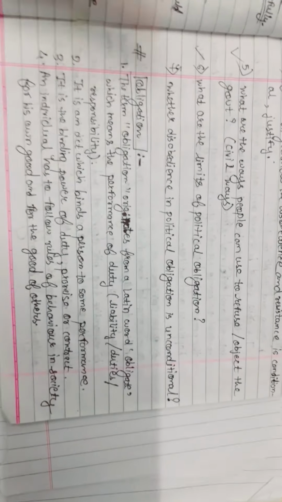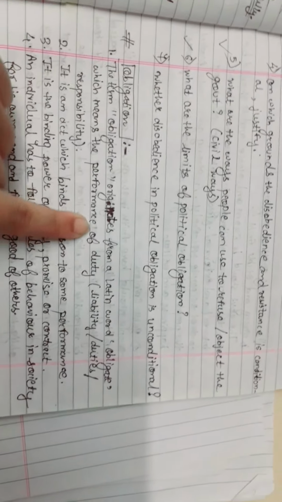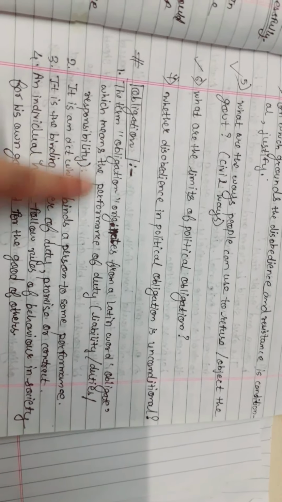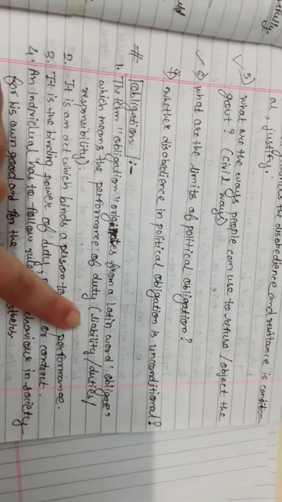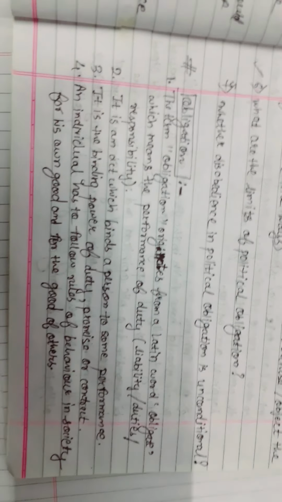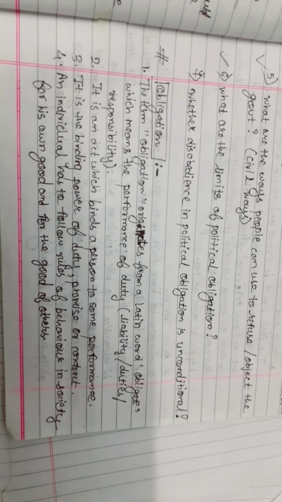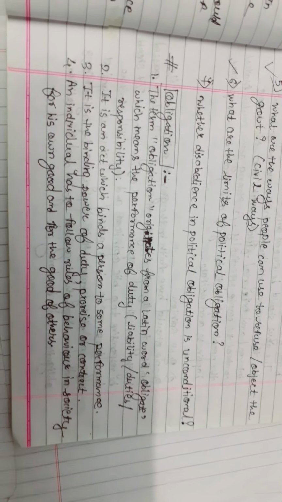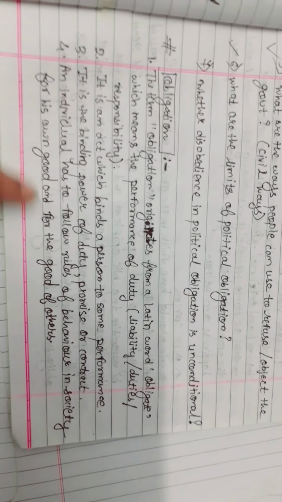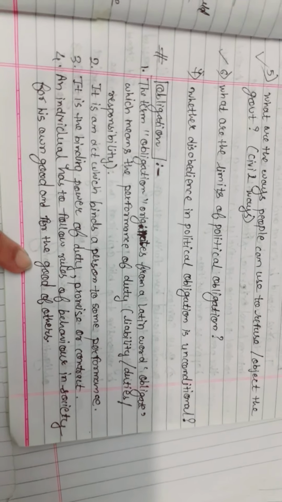Next is, what is obligation? The term obligation originates from a Latin word, obligare, which means the performance of a duty. Liability, duty, responsibility. It is an act which binds a person to some performance. It is the binding power of a duty, promise, or a contract. An individual has to follow rules of behavior in society for his own good and for the good of others.